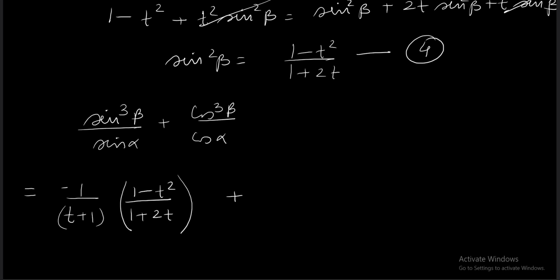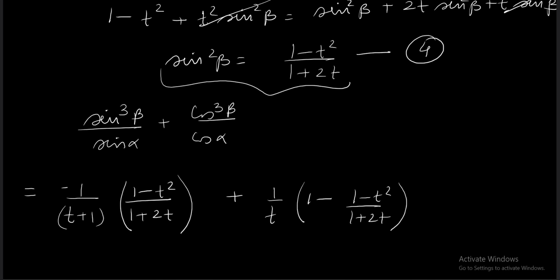करेक्ट. अभी चलते हैं हमारे अगले टर्म पर. The next term was cos cube beta upon cos alpha. Now what is cos cube beta upon cos alpha? तो we already have cos beta upon cos alpha का value which is 1 by t, and now you need cos square beta. How will you get that cos square beta? जब sin square beta आ गया है तो cos square beta will be 1 minus sin square beta. Correct? This is what we will be getting.